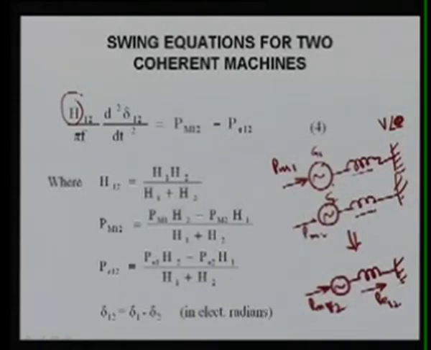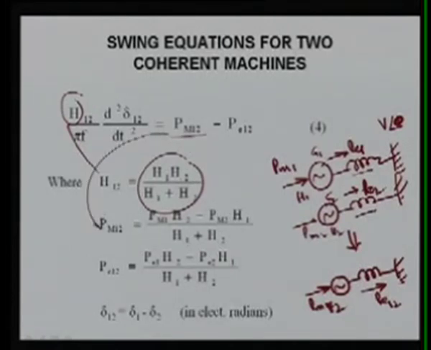So if the inertia constants are H1 and H2, and the electrical power being fed is PE1 and PE2, then we can write H12 as nothing but H1 H2 over H1 plus H2. We have this expression, and your Pm12 can be related as Pm1 multiplied by H2 minus Pm2 multiplied by H1, divided by H1 plus H2.